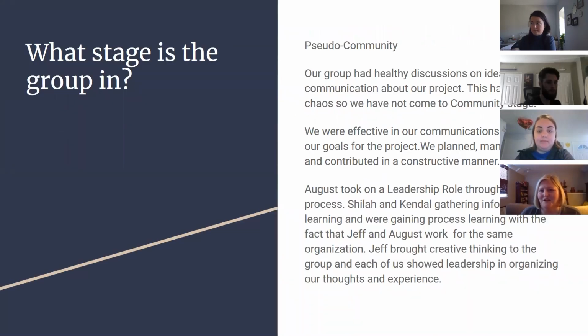During this project, our group stayed in pseudo community. We had very healthy discussions, introduced new ideas and new frameworks to each other as we were continuing in the assignment. And we were pretty effective in those communications and planning and organizing, individually and also as a group, to have those constructive communications, but then also the structure around the project.